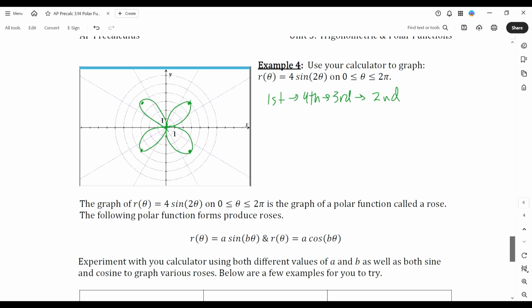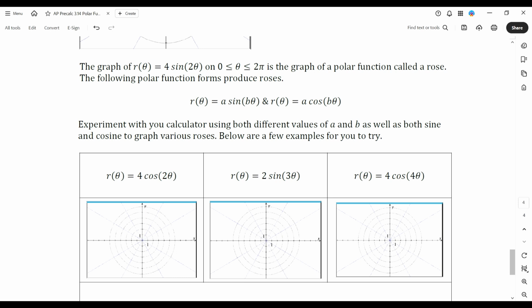So this is where we're going to summarize this last part. These are called rose curves. They look like r equals a sine b theta and r equals a cosine of theta. Rose curves produce roses. These rose curves will look like this. For cosine 2 theta, it's going to go out to 4, and there are going to be 4 petals.